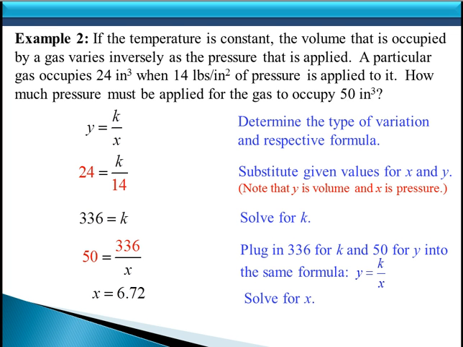Now this is not our complete answer because of course we need units on our answer in this case. And remember the x represented pressure, and the pressure is measured in pounds per square inch. So 6.72 pounds per square inch of pressure would need to be applied in order to get a volume of 50 cubic inches.